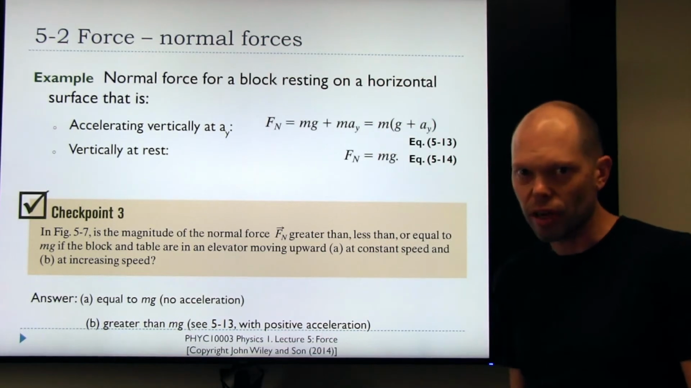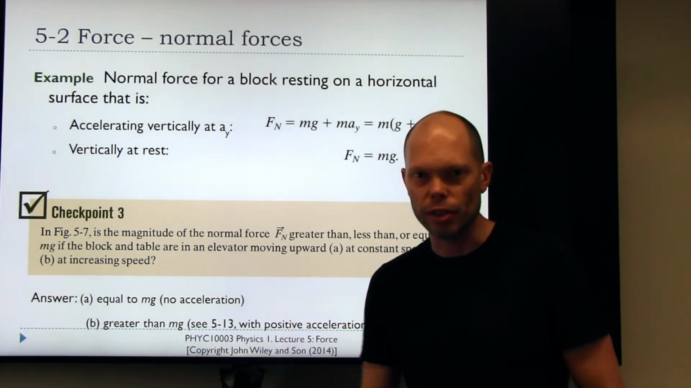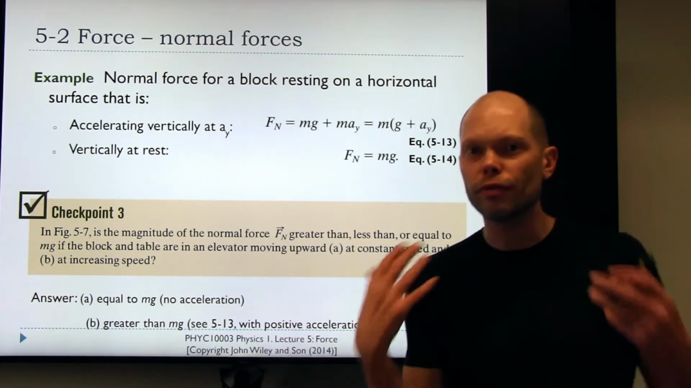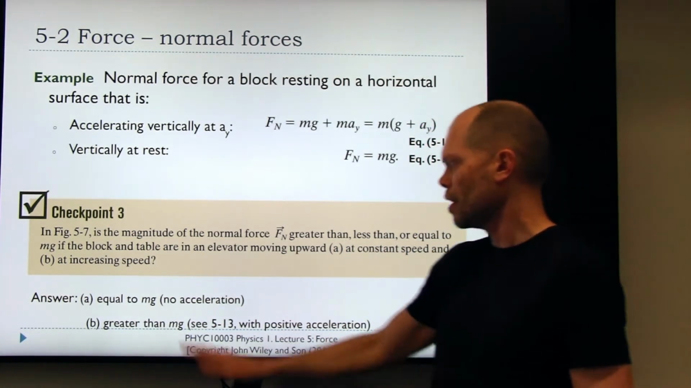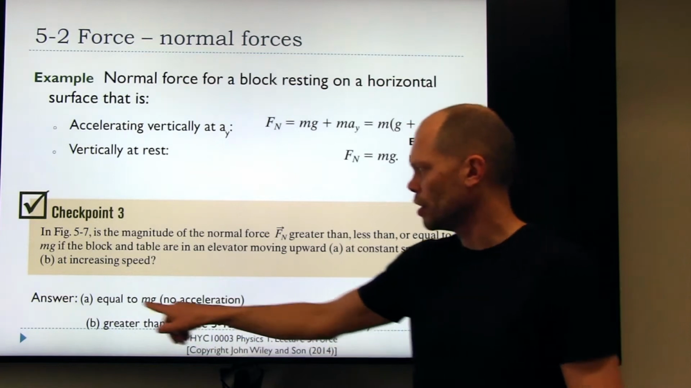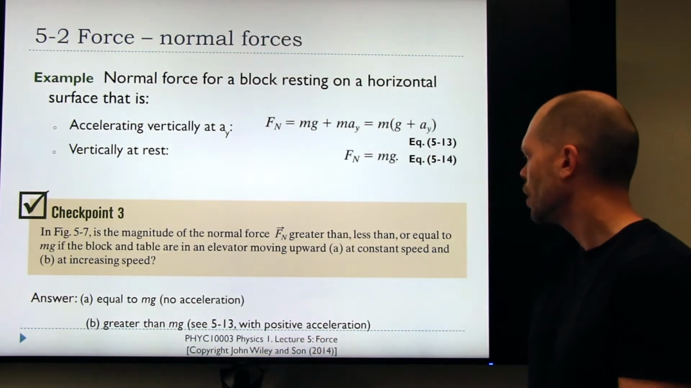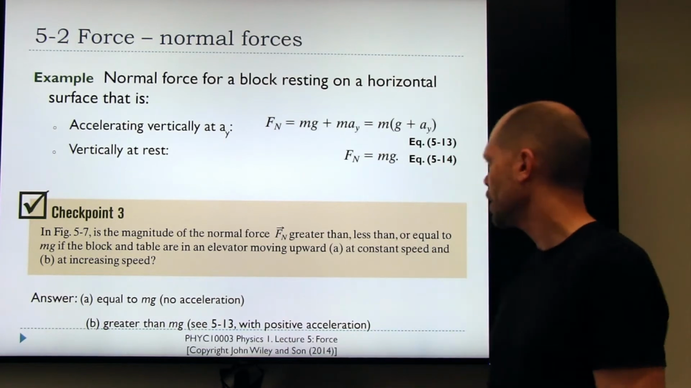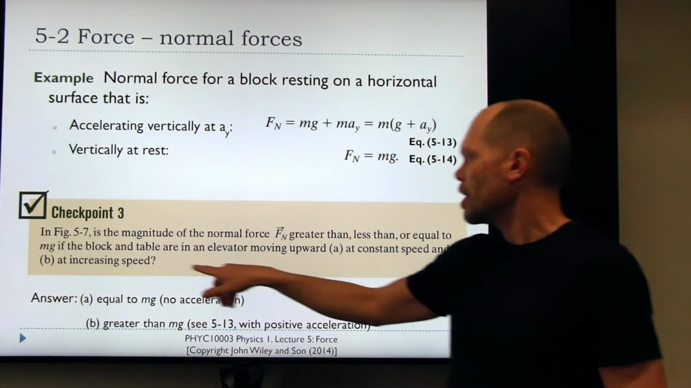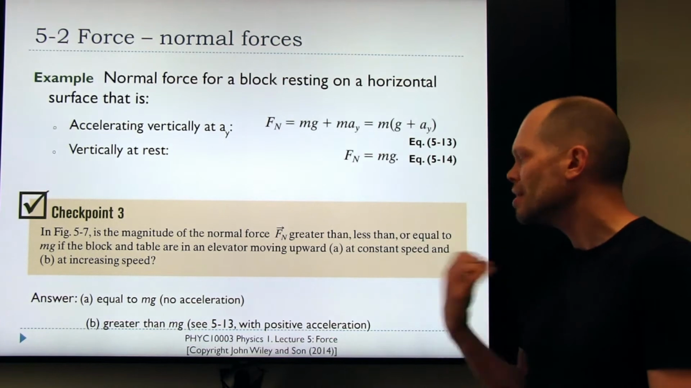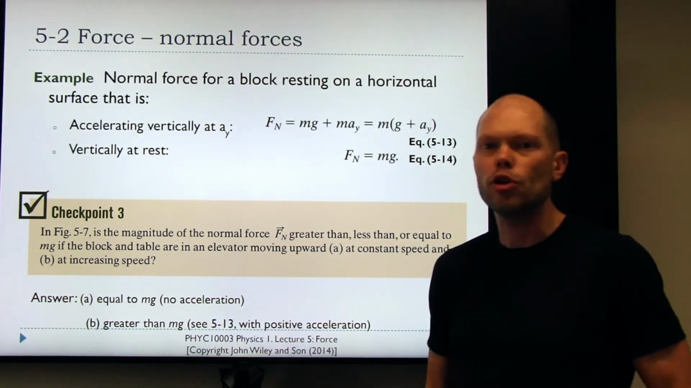Well, if it's going in this direction at a constant speed, that's a constant velocity. If it's constant velocity, the acceleration is 0. If the acceleration is 0, then the net force is 0. Therefore, there's no acceleration. It's simply equal to mg. That's the normal force. But if we're in a lift and it's an increasing speed, that means there is an acceleration. That means it's going to be greater than mg.